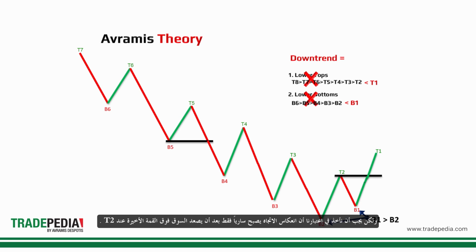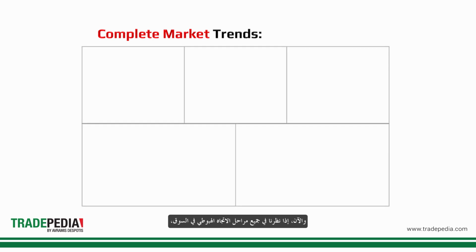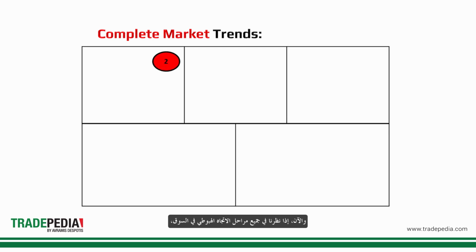However, what we must have in mind is that a trend reversal is only activated once the market breaks above the previous top at T2. Now, if we were to look at all the phases of the market downtrend, in pattern number 2, we have a strong downtrend in the market.